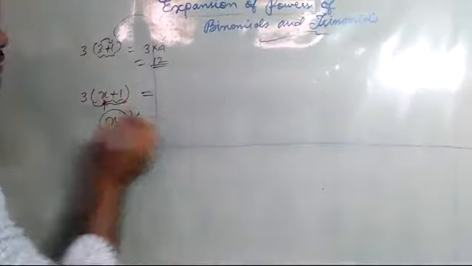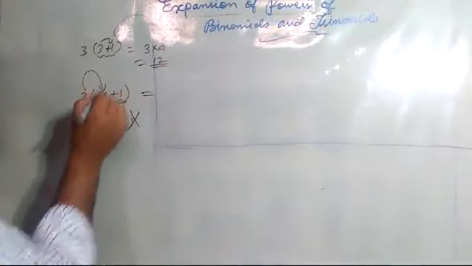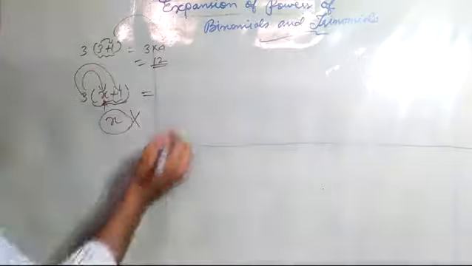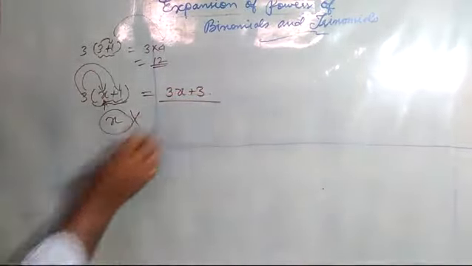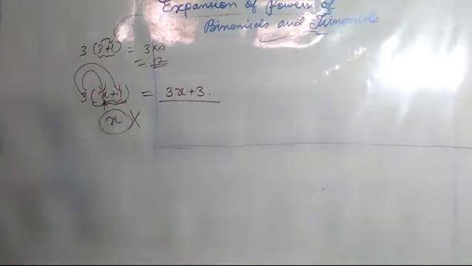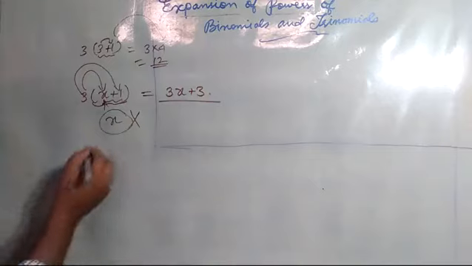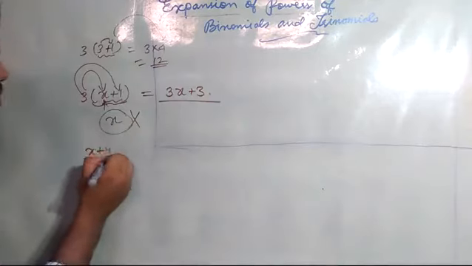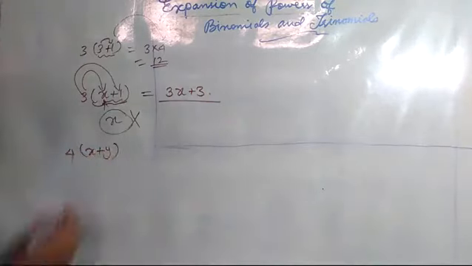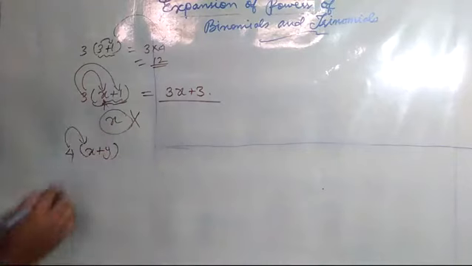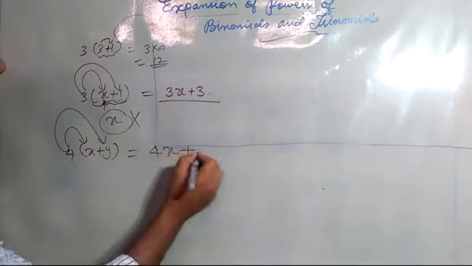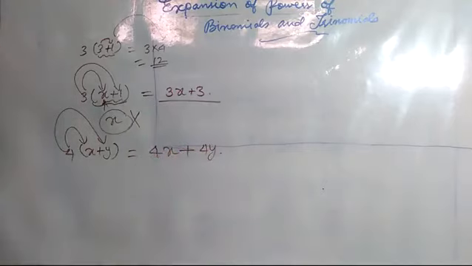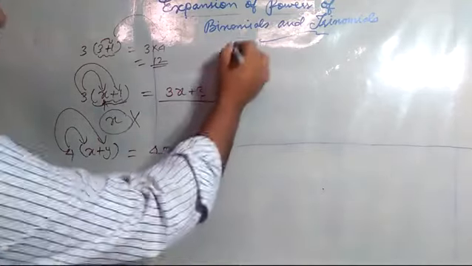So here what do I have to do? I will be multiplying with this and then I will be multiplying with this. So it will be 3x plus 3. So this is the meaning of expansion. This was in one term, now I have separated it. Now if I have x plus y multiplied with 4, I will be multiplying with this x and then again multiplying with y. So 4 into x plus 4 into y. So this is the meaning of expansion.